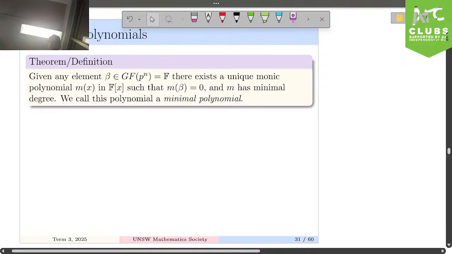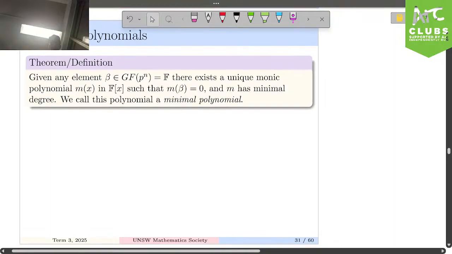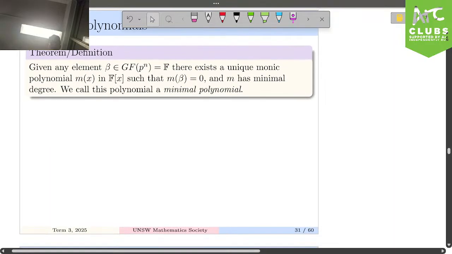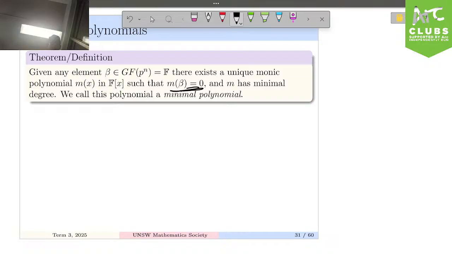So, let's talk a little bit. That was one section, one of the preemptive things that we needed to cover. Now let's go to the second one. There were three things that I wanted to cover before we go straight into it. Minimal polynomials. Given any element, beta, there exists a unique monic polynomial such that m of beta is equal to 0, and m has minimal degree.